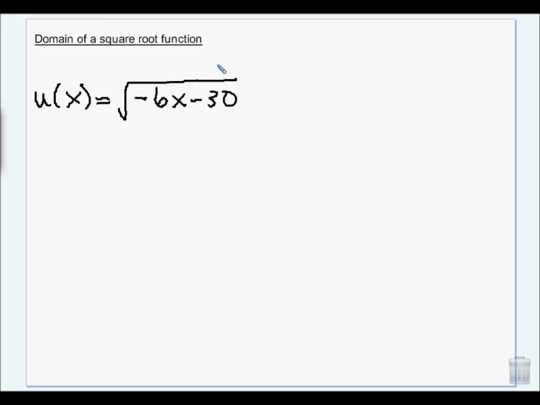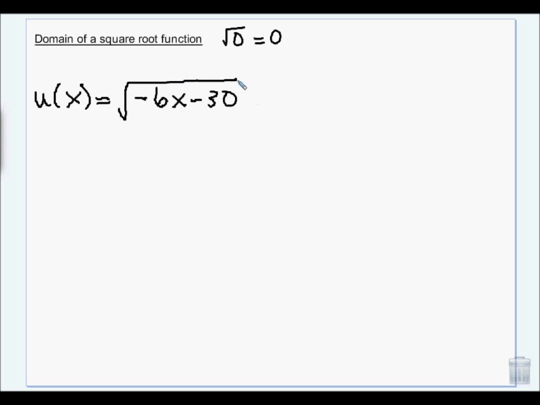Now, square roots, no negatives, right? So the very least square root we can have is 0, which is just 0. Once we get into negatives, we're no longer in the real number system, so no negatives.